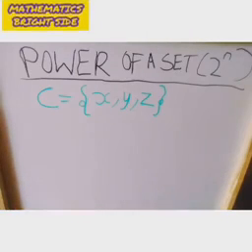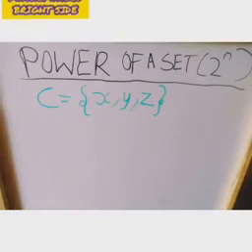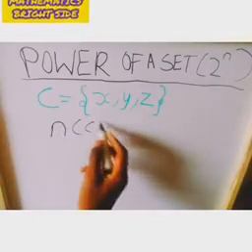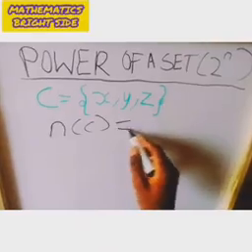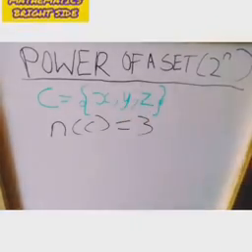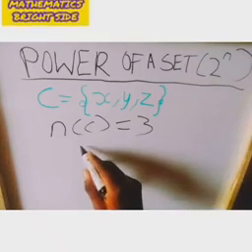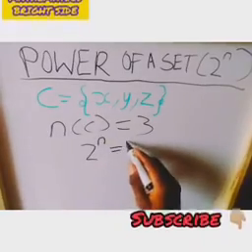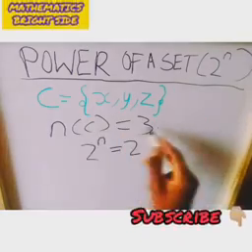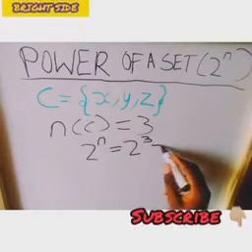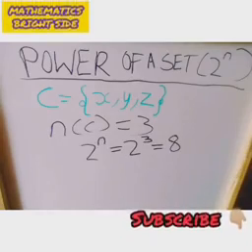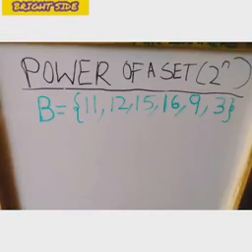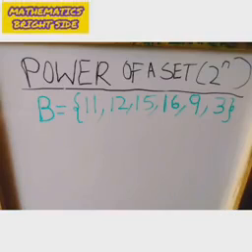Set C contains 3 elements, which are X, Y, Z. So now we're going to look at the cardinality of set C, which is 3. That is 1, 2, 3. So now, using the general formula to get the power of the set, 2 raised to the power of n equals 2, our n is 3, raised to power 3, which is 8. So that's just it.